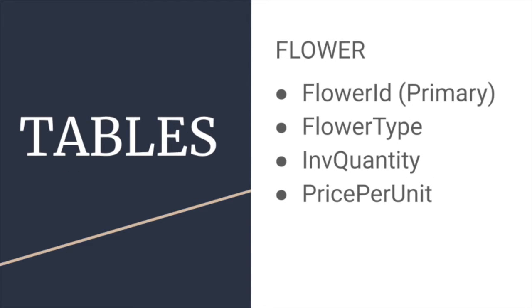Another table that we created for the database is a flower table. The flower table would include 4 attributes. Flower ID is the primary key, flower type, inventory quantity, price per unit.